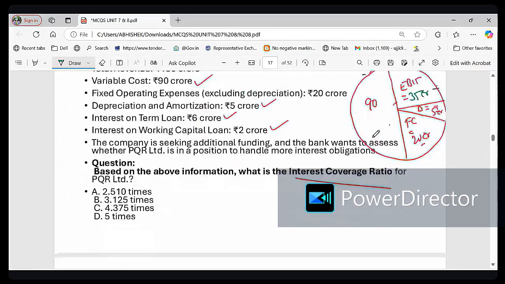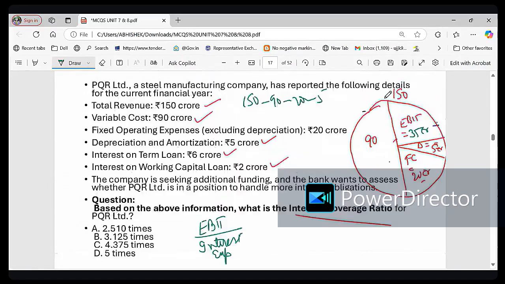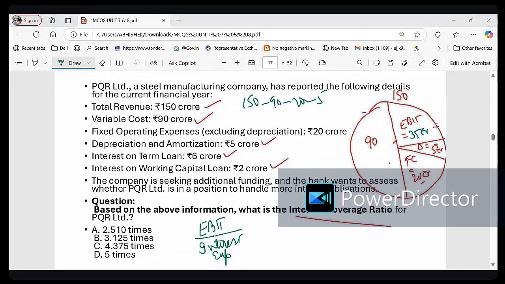So what is the formula for interest coverage ratio? EBIT upon interest expense. How much is the interest expense? Tell me, how much is the interest expense? Yes, very good, 35 crore is the EBIT. Very good. So always use this pie chart. This will give you the calculation.